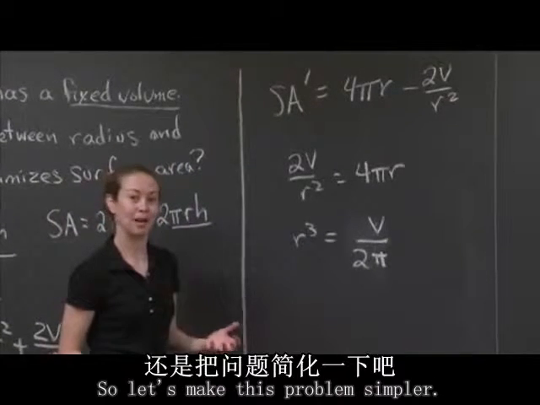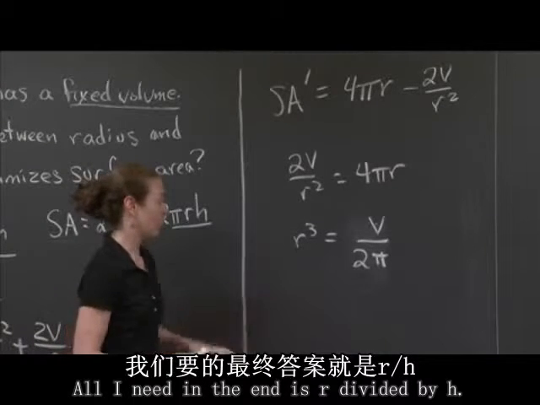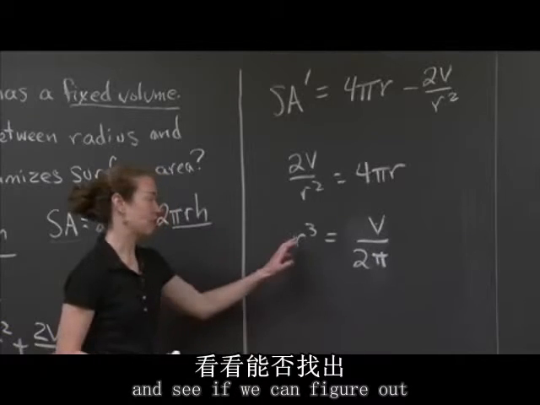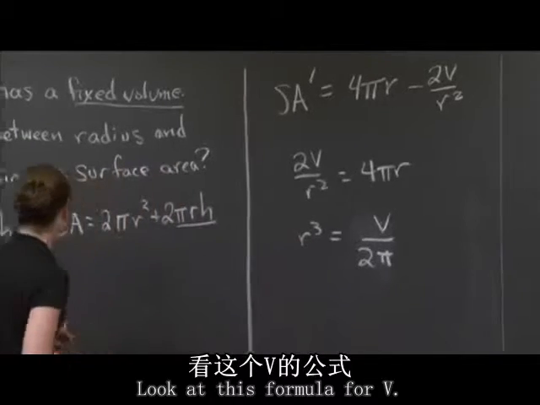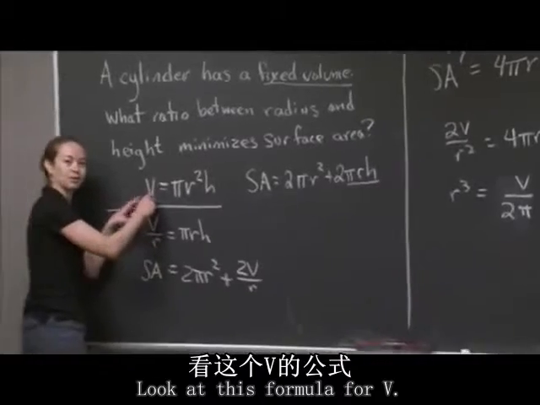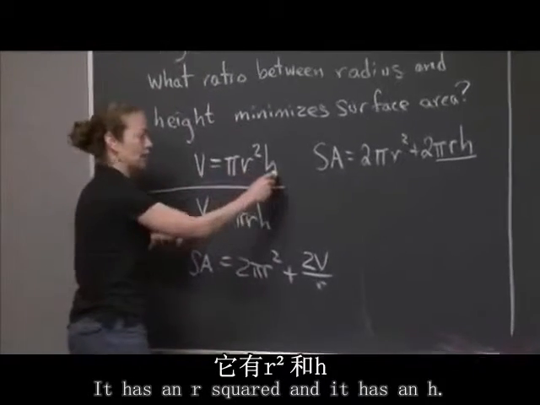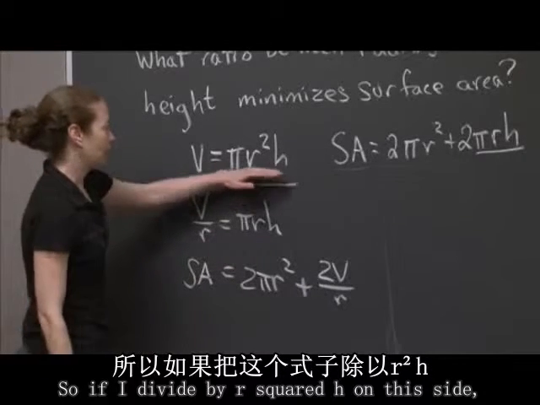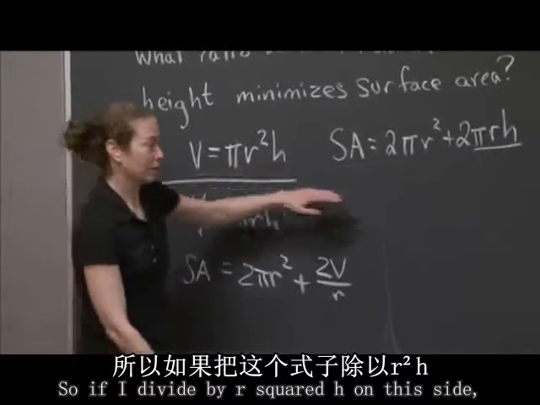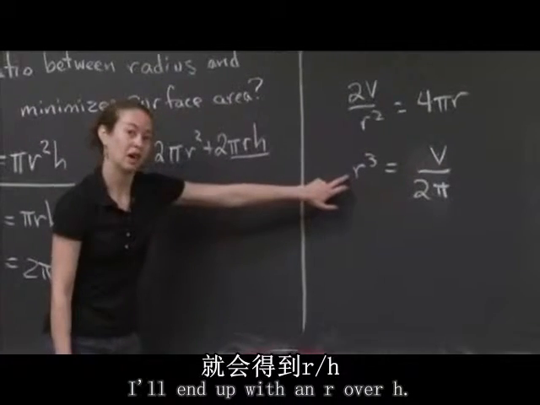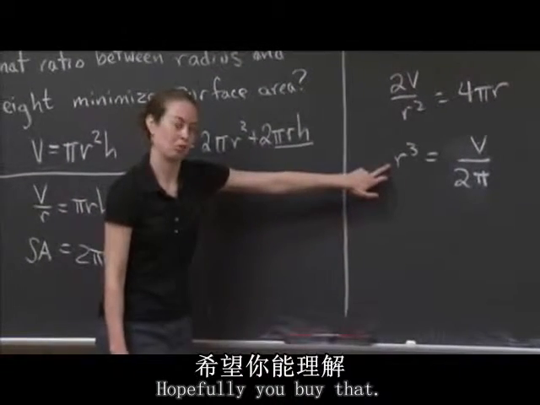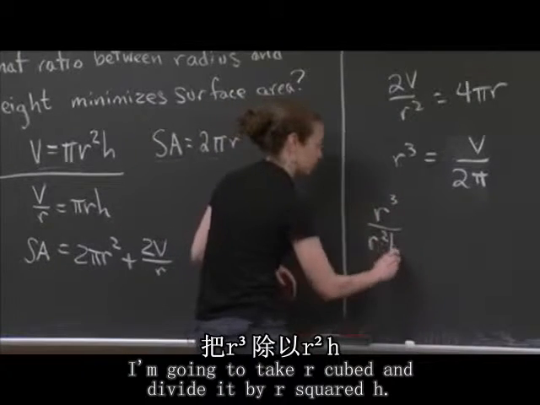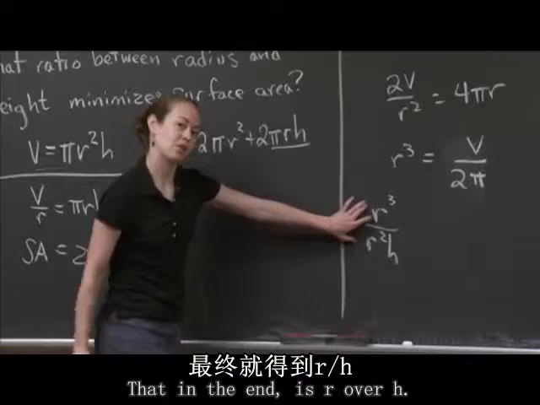So let's make this problem simpler. All I need in the end is r divided by h. Let's go back to a formula we have and see if we can figure out a way to get r divided by h. Look at this formula for v. It has an r squared and it has an h. So if I divide by r squared h on this side, I'll end up with an r over h. Hopefully you buy that. I'm going to even write it out. I'm going to take r cubed and divide it by r squared h. That in the end is r over h.